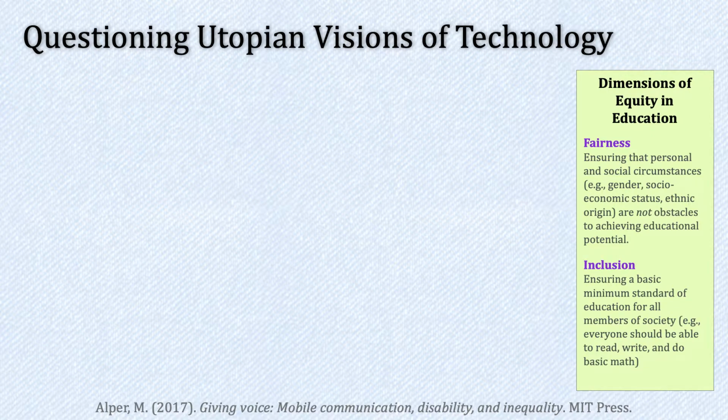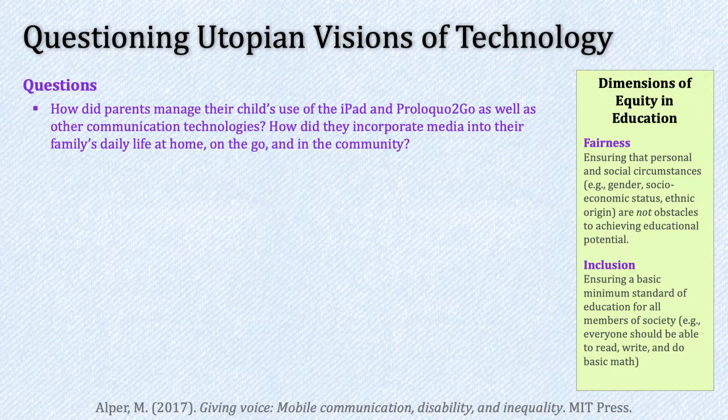What Alper's book is doing is questioning utopian visions of technology. And that's important to us in our thinking about the two dimensions of equity in education. The question, or the questions, that Alper sets out to answer is, how do parents manage their child's use of hardware and software, as well as other communication technologies? And how do they incorporate media into their family's daily life at home, on the go, and in the community? That's really what she wanted to set out to know. She was sick of headlines and mass media oversimplification. She wanted to go deeper.